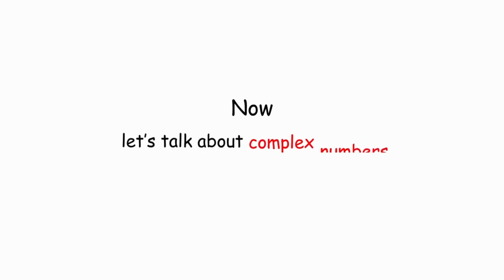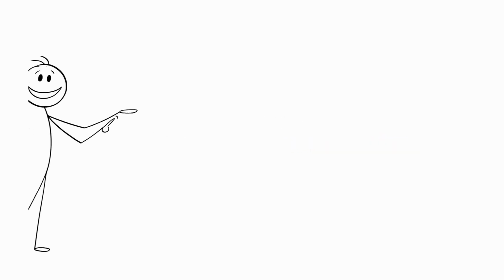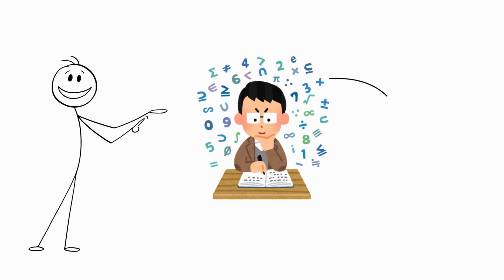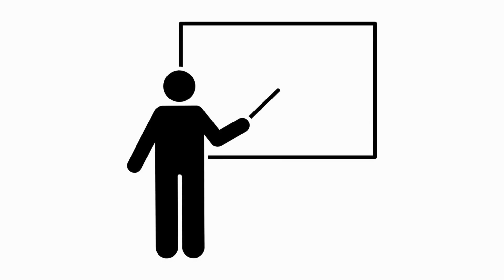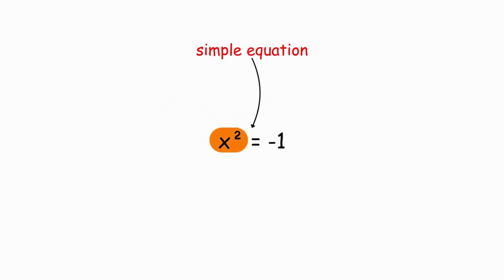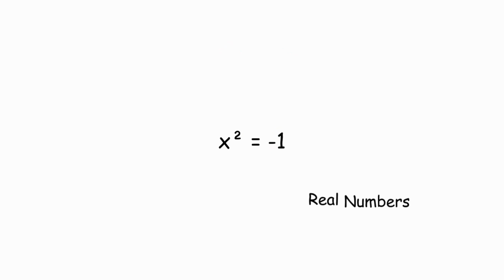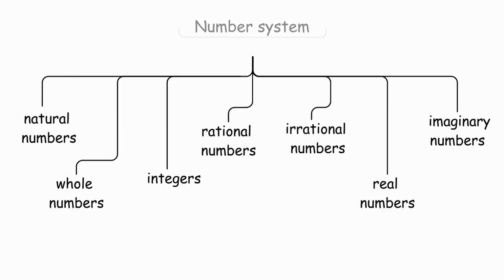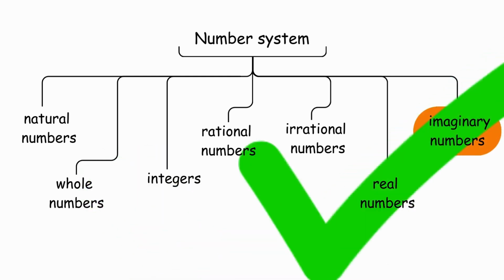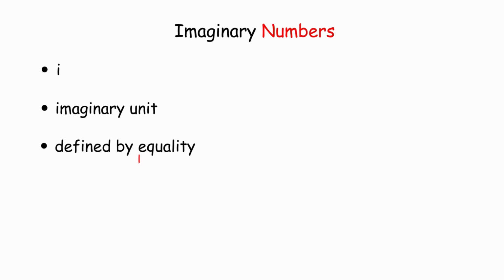Now, let's talk about complex numbers. These often arise when we're solving quadratic equations. We'll begin with a simple equation, x squared equals -1. No real number satisfies this equation, so we will extend our number system with a new number that does. This number will be called i, also known as the imaginary unit, defined by the equality i squared equals -1.